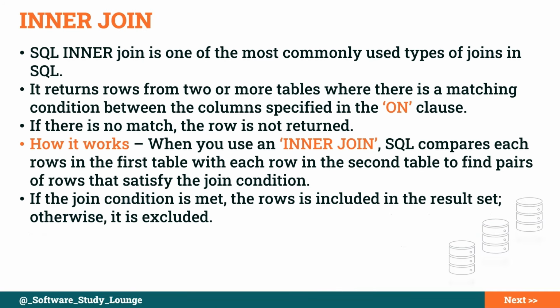Next is inner join. SQL inner join is one of the most commonly used types of joins in SQL. It returns rows from two or more tables where there is a matching condition between the columns specified in the ON clause. If there is no match, the row is not returned. How does it work? When you use an inner join, SQL compares each row in the first table with each row in the second table to find the pairs of rows that satisfy the join condition. If the join condition is met, the row is included in the result set, otherwise it is excluded.